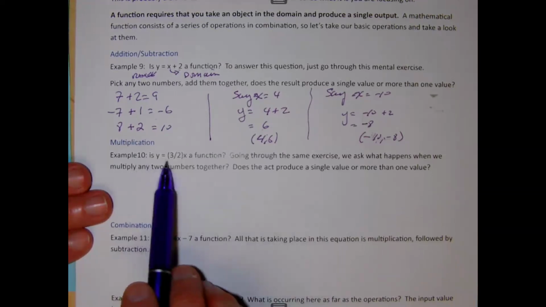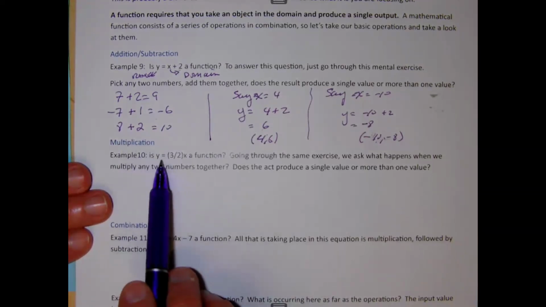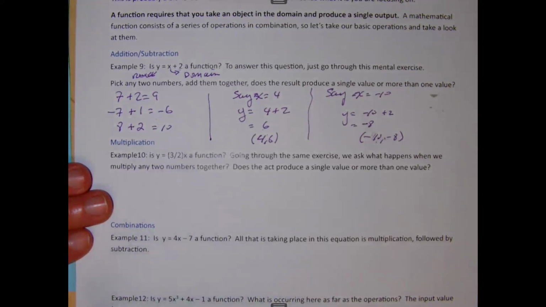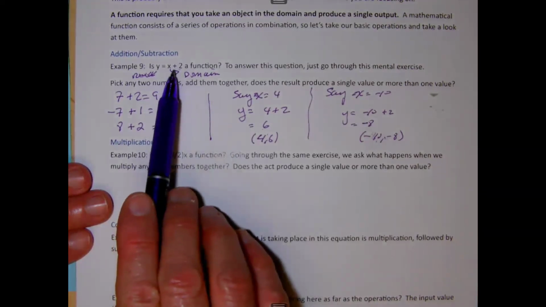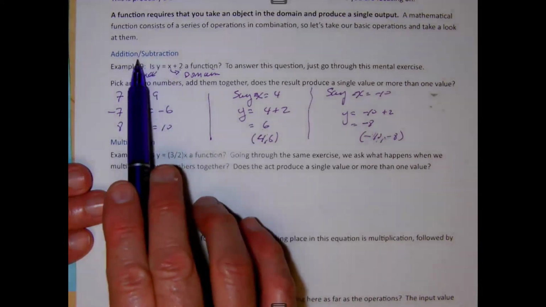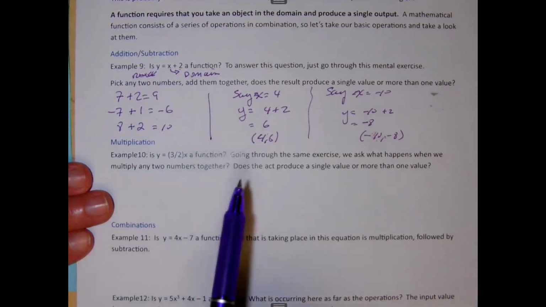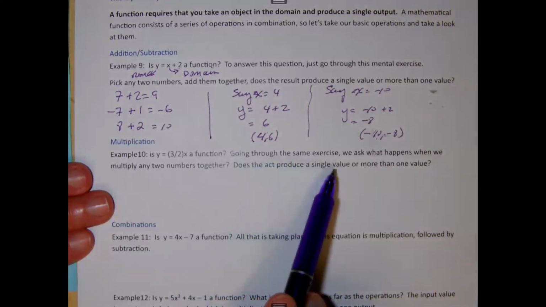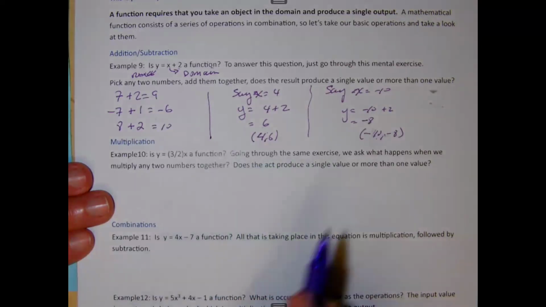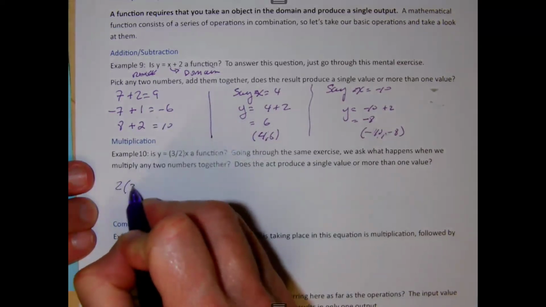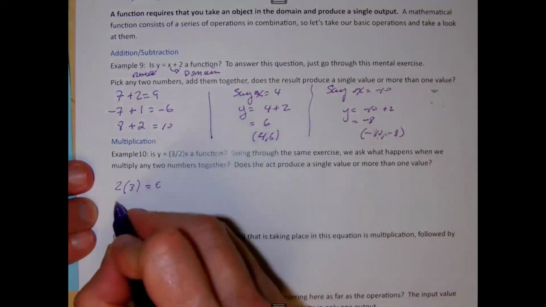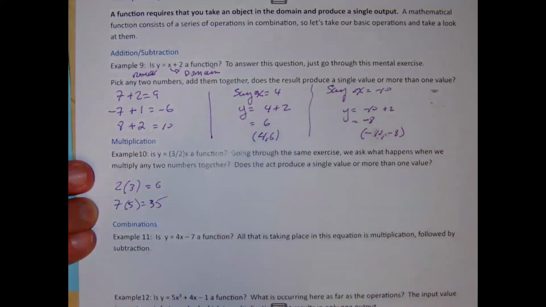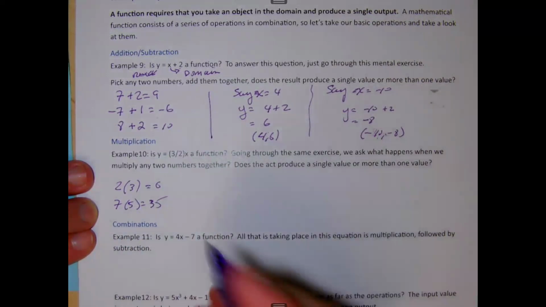What about this? Example 10 is multiplication. Let's look at multiplication, the next operation. y equals 3/2 times x. Of course, also a reminder, it's addition and subtraction: if you subtract, you do exactly the same thing. Is 3/2 x a function? Going through that same exercise, we ask what happens when we multiply any two numbers together. Again, 2 times 3, that equals 6, 7 times 5, that equals 35. So every time I multiply two numbers, I only get one value.